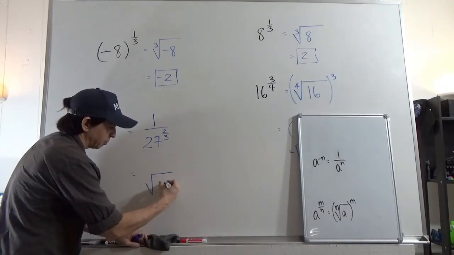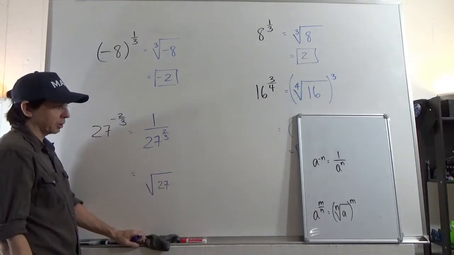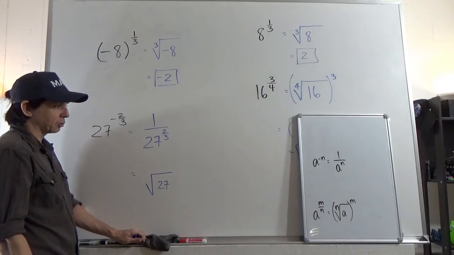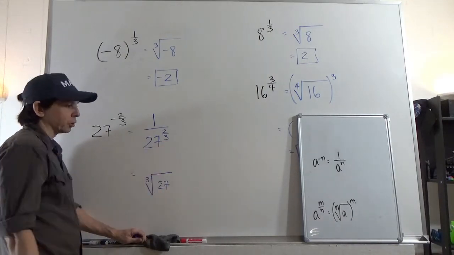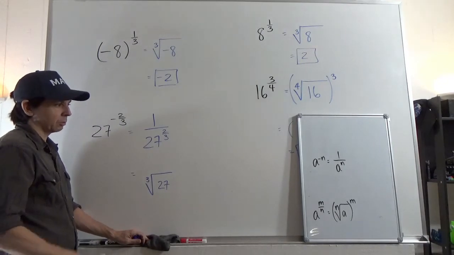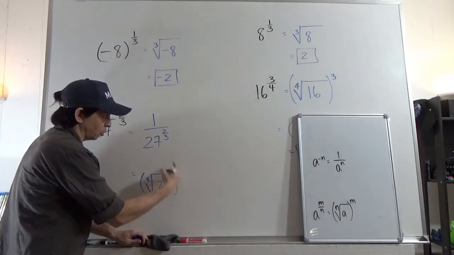27 is obviously my radicand, but let's make sure I put the numerator and denominator in the right place. 3 is my index because that's the bottom number. It's the 3rd root of 27, which is a nice value. The m on the outside is 2.